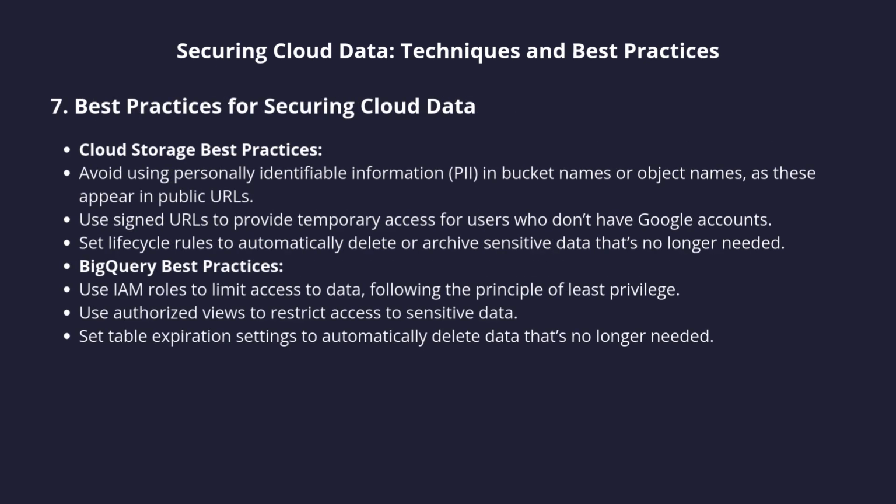7. Best practices for securing cloud data. Cloud Storage best practices. Avoid using personally identifiable information, PII, in bucket names or object names, as these appear in public URLs. Use signed URLs to provide temporary access for users who don't have Google accounts. Set lifecycle rules to automatically delete or archive sensitive data that's no longer needed.